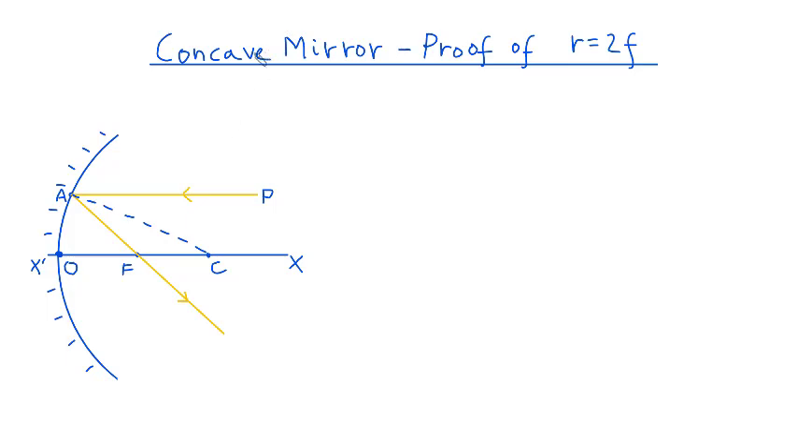Hello, welcome to this video on the concave mirror. In this video we will prove that for a concave mirror the radius R is equal to 2 times the focal length F of the mirror.